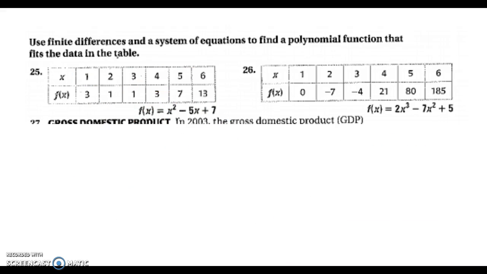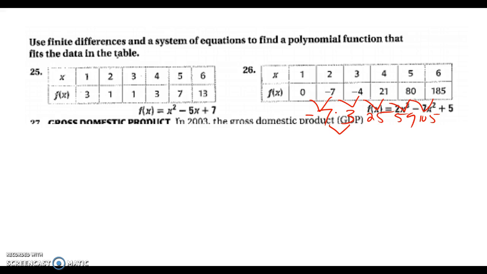Finally, let's do these next differences. We've got to finish this. -7 minus 0 is -7. -4 minus -7 is 3. 21 minus a -4 is 25. 80 minus 21 is 59. 185 minus 80, 105.